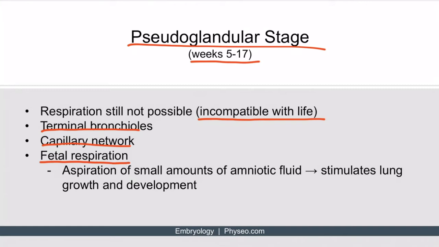And fetal respiration actually becomes important, which sounds strange because they're not able to respire in the way that we think of. Well, what happens is they actually aspirate small amounts of amniotic fluid. And they need to do this, and that's because this fluid coming inside the growing bronchial tree presents this pressure pushing outward, which stimulates lung growth and development. So in other words, the fetus must be able to inhale amniotic fluid to help the lungs grow.